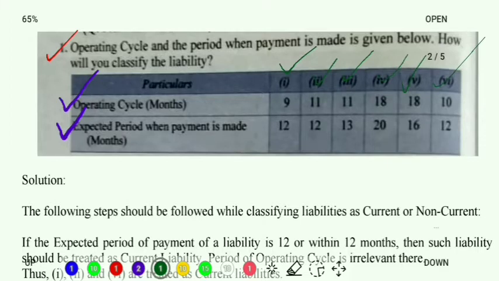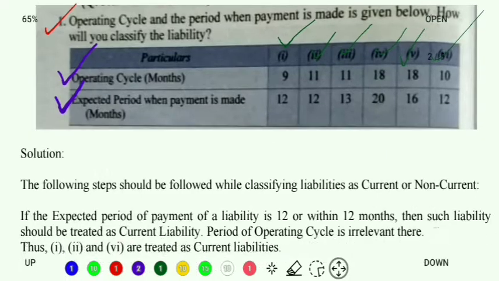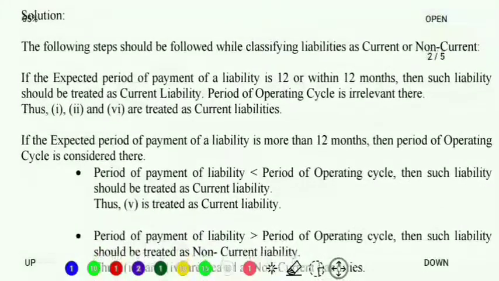Now let's talk about the solution. For solving these types of questions, we need to follow 2 steps. What are the 2 steps? The following steps should be followed while classifying liabilities as current or non-current. What is the first step? If the period of payment of a liability is 12 months or within 12 months, then such liability would be treated as current liability. Understood all of you?